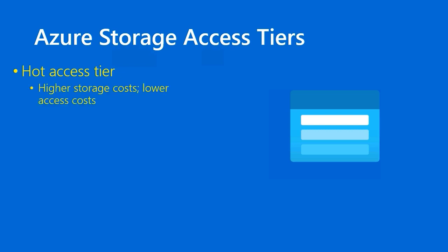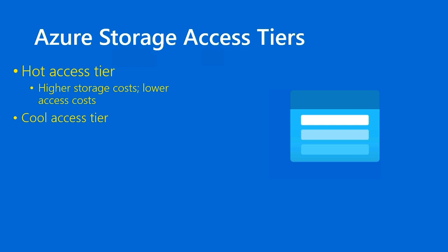The hot access tier is going to give you higher storage costs, but lower access costs. You have to remember that Azure storage account pricing is a little bit complicated. You're charged not only for the amount of space in Microsoft's cloud you're occupying, but also every time you interact with the storage account. Even if it's just doing a listing of a container, those are transactions that do cost money. Hot access is for data that is going to be volatile, data that you'll regularly be using.